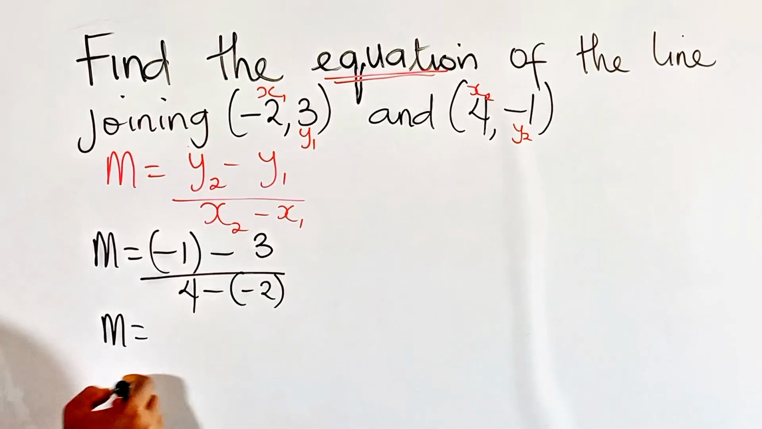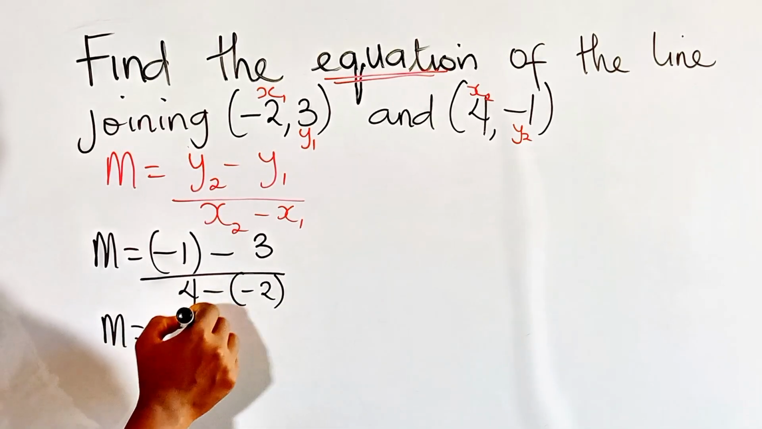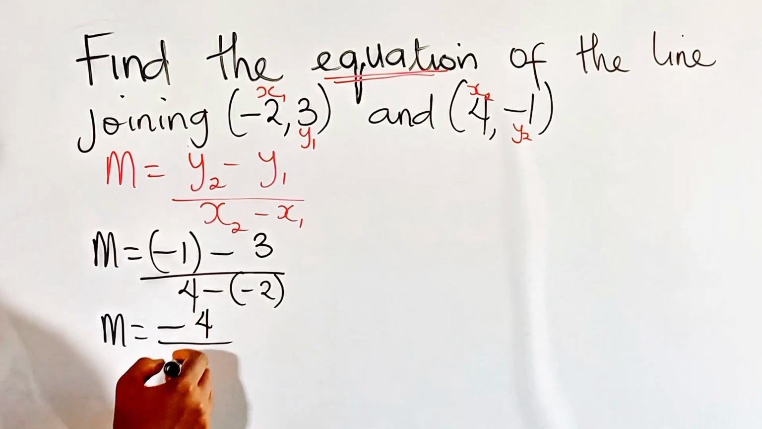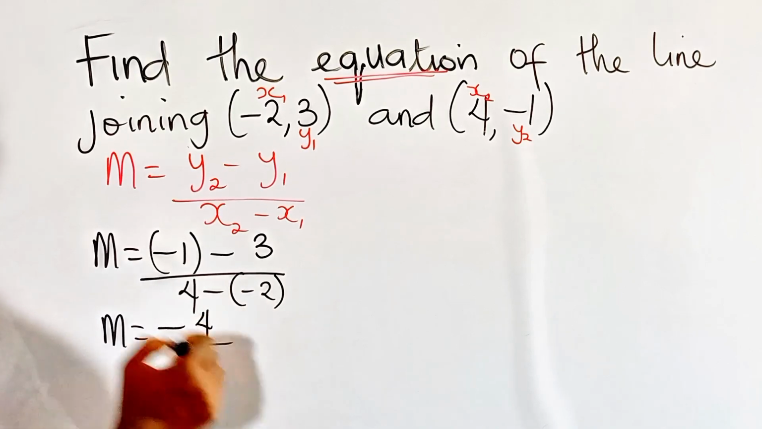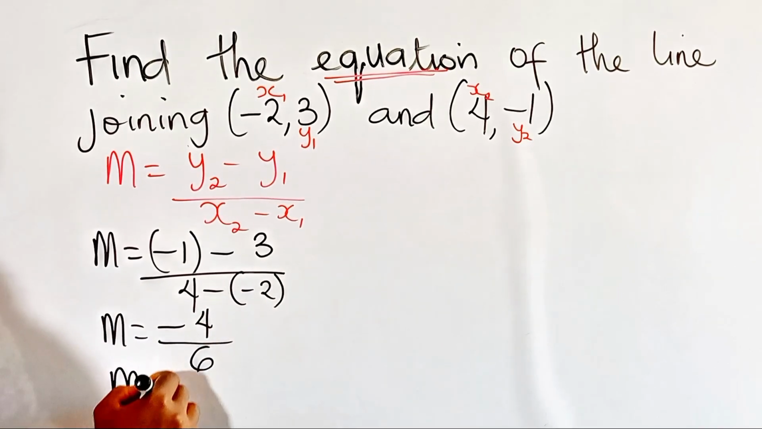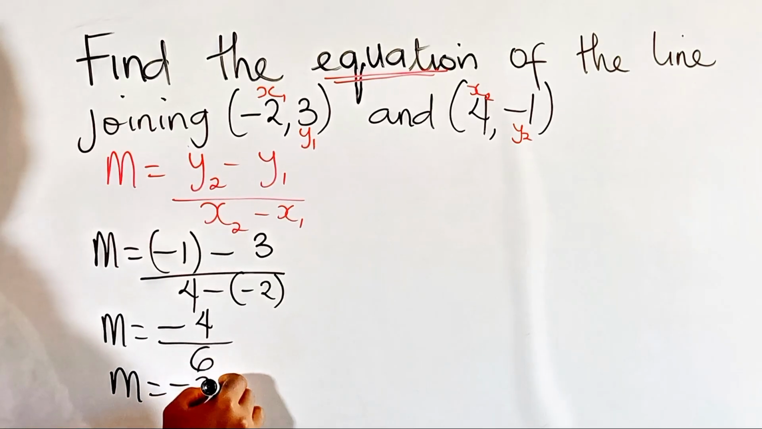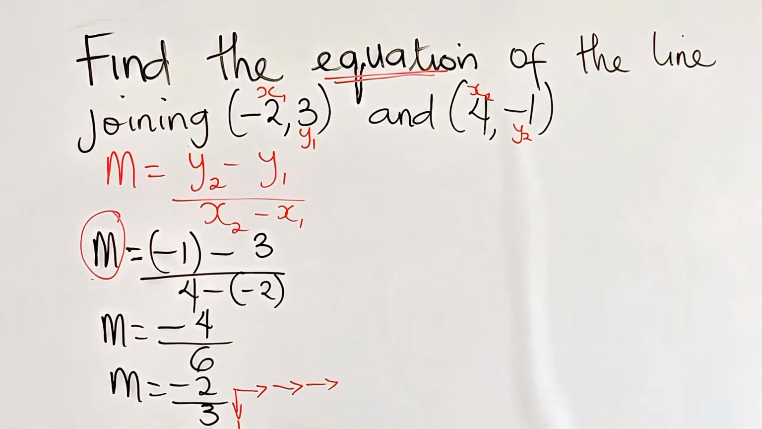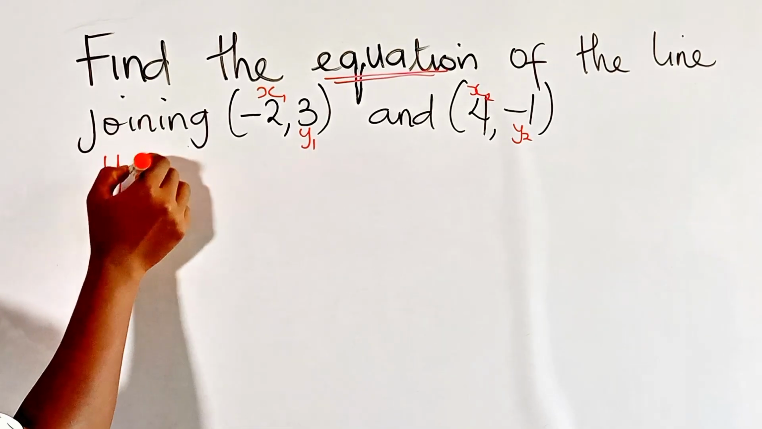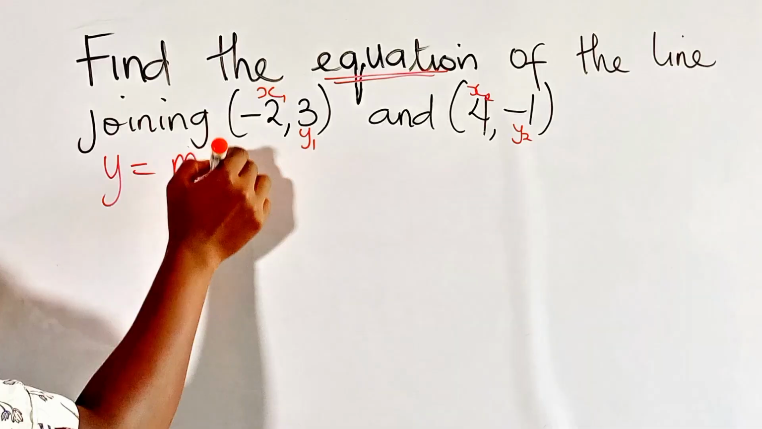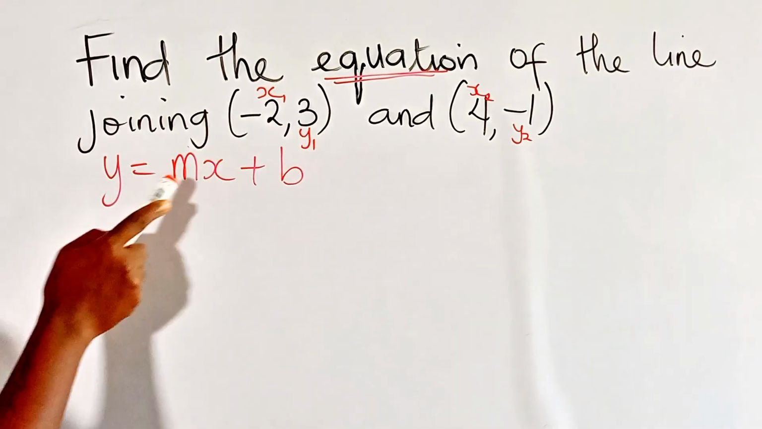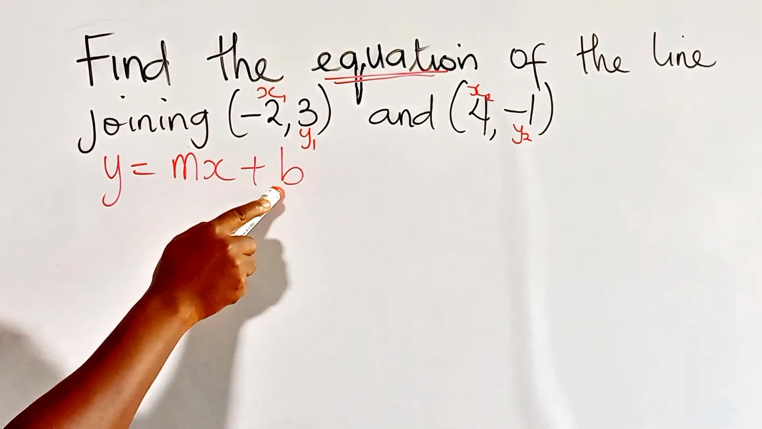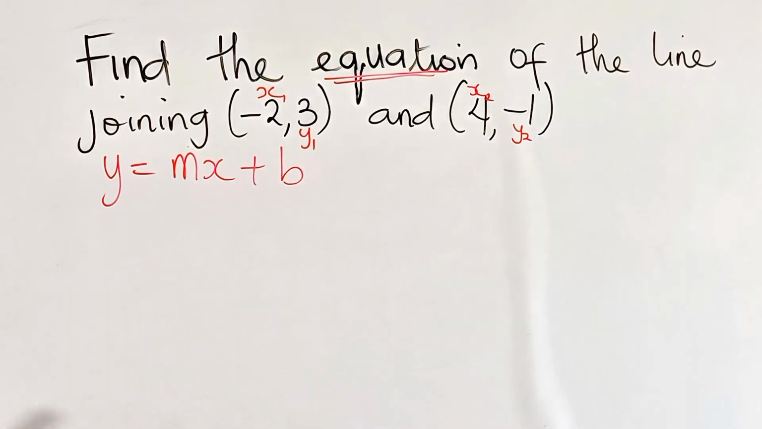For the slope, -1 minus 3 will give us -4. Then 4 minus -2 will give us 6. The slope of this line is -2/3. Now we know the slope. Let's place it in slope-intercept form. Y equals mx plus b, where m is the slope and b is the y-intercept.